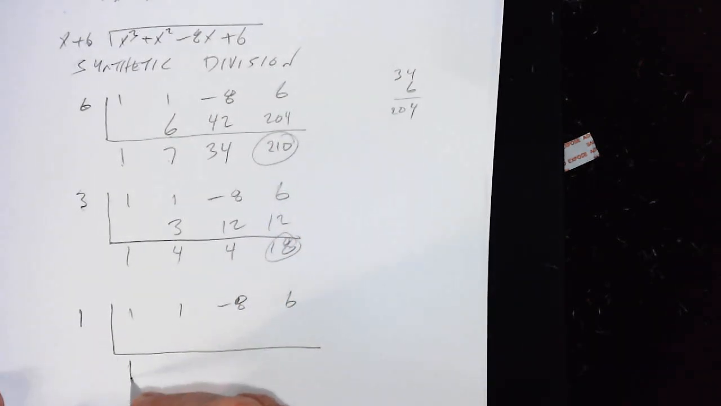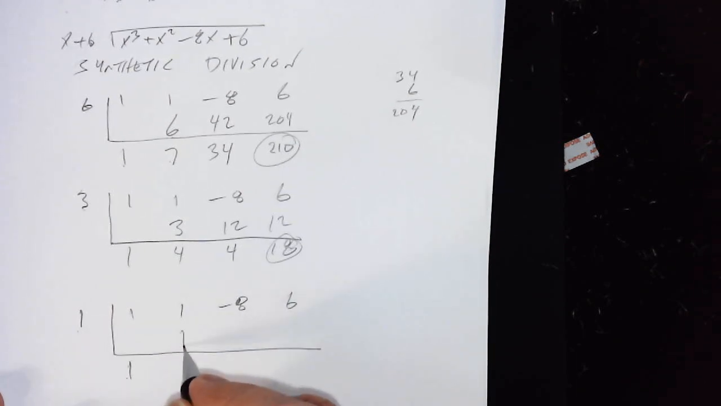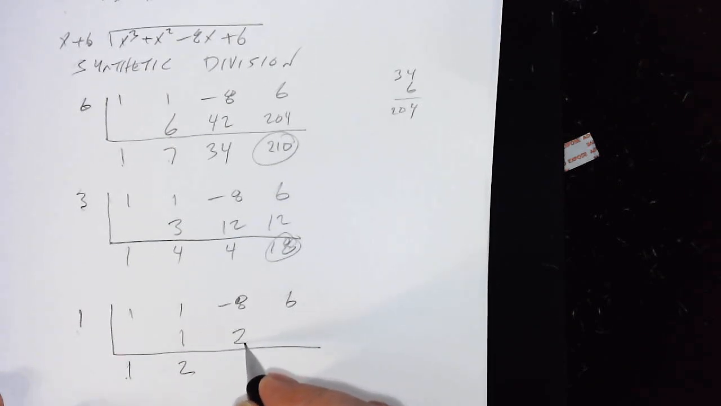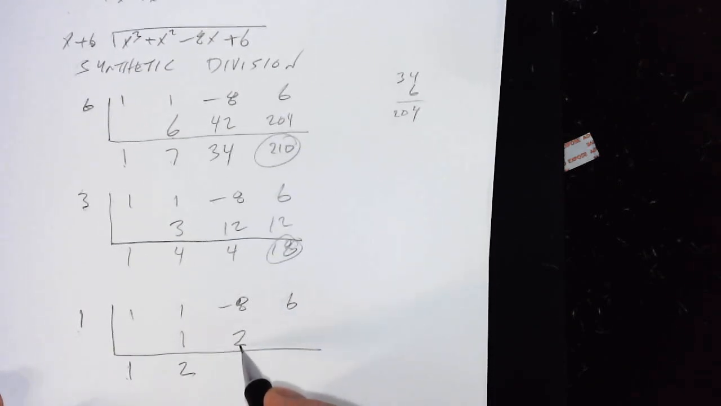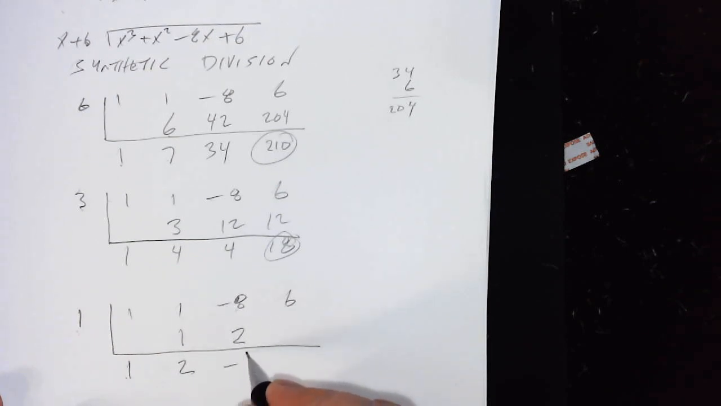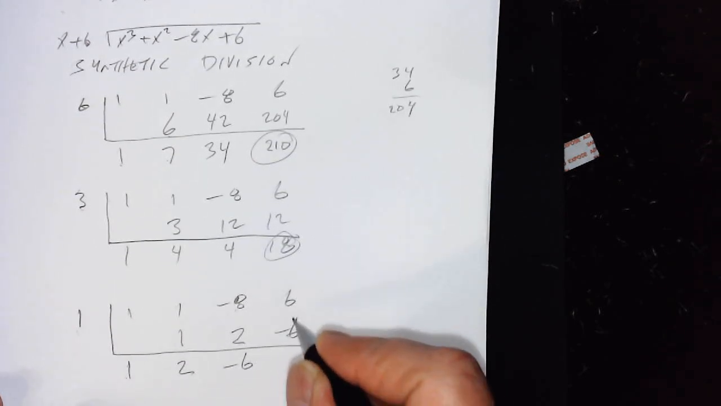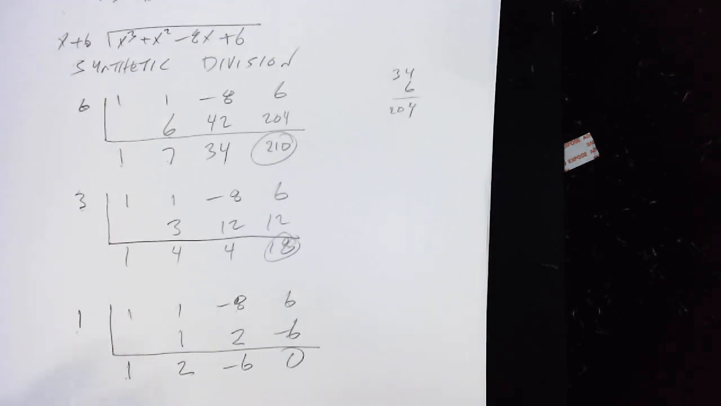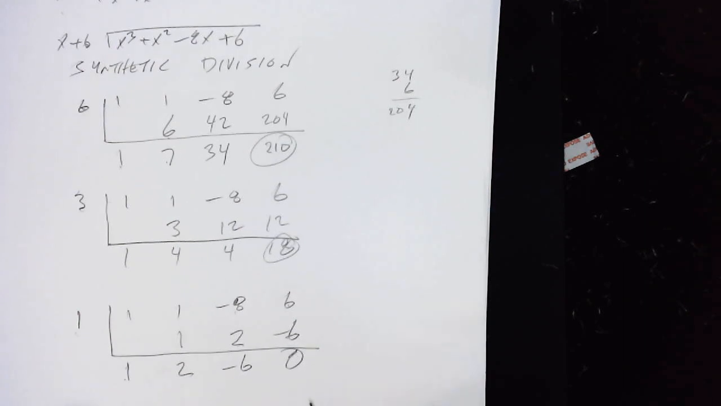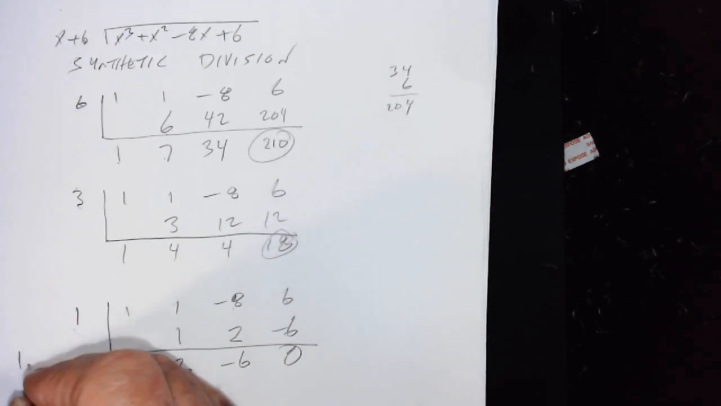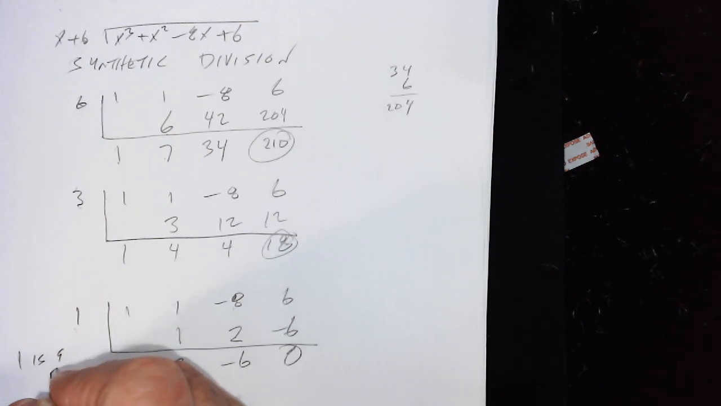Bring down this 1. 1 times 1 is 1. Add these. 1 plus 1 is 2. 1 times 2 is 2. And then we add these. 2 minus 8 is -6. We multiply this. 1 times -6 is -6. And we add these. Voila, we got a 0. That's what we want. And that means that 1 is a root of the equation.